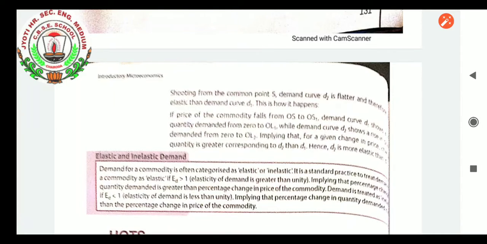Elastic and inelastic demand. Demand for a commodity is often categorized as elastic or inelastic. It is a standard practice to treat demand for a commodity as elastic if ED is greater than 1. Elasticity of demand greater than unity implies that the percentage change in quantity demanded is greater than the percentage change in price of the commodity. Demand is treated as inelastic if ED is less than 1. Elasticity of demand less than unity implies that the percentage change in quantity demanded is less than the percentage change in price of the commodity. So this is the situation, students, elastic and inelastic demand.